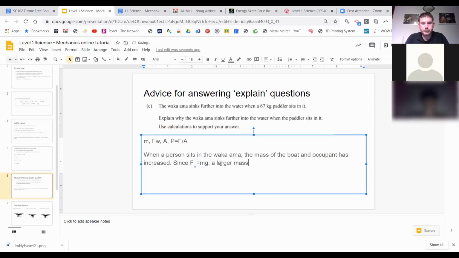A larger mass will lead to a larger weight force. And then since pressure equals force divided by area, again, writing it down just to remind myself to talk through each of the values. And area remains unchanged. An increase in weight force will lead to an increase in pressure.